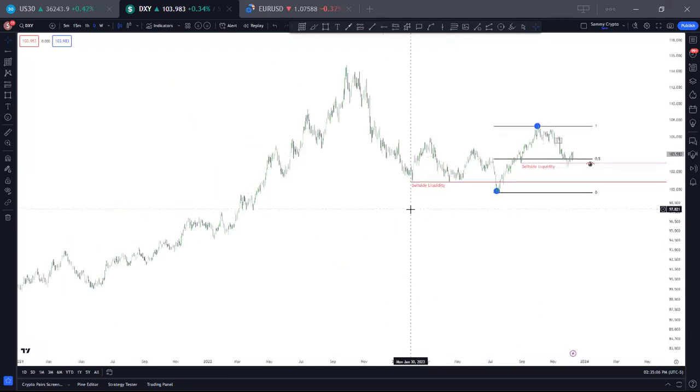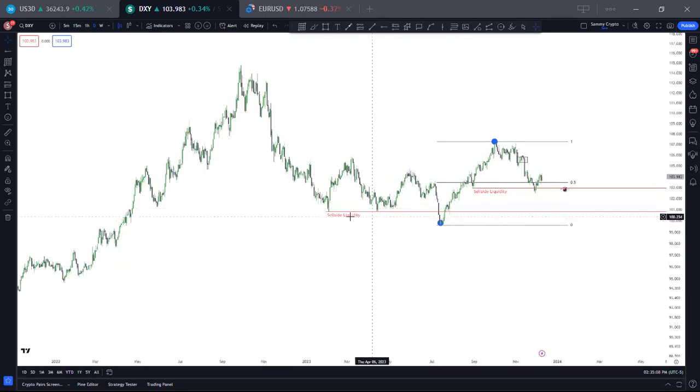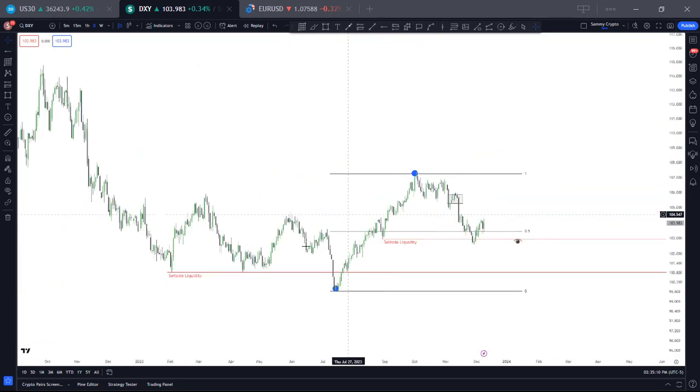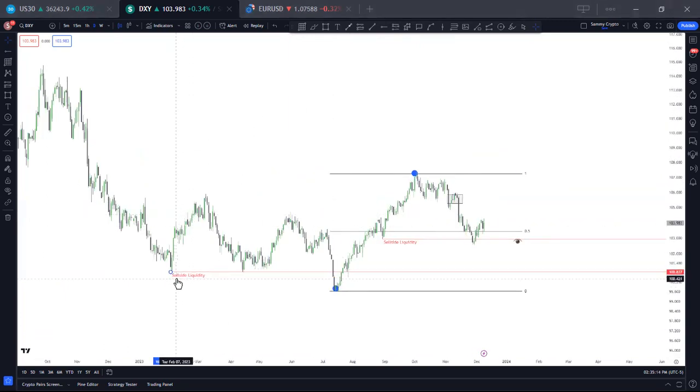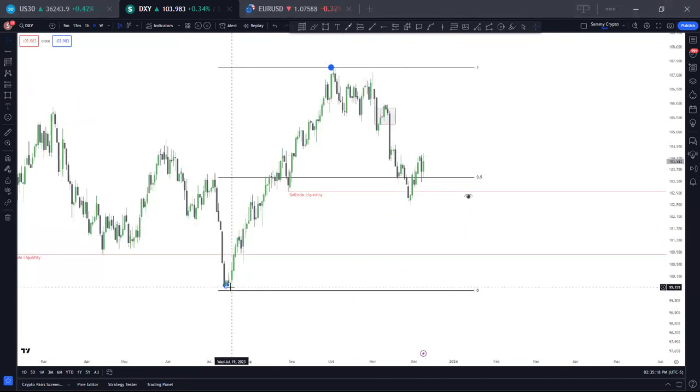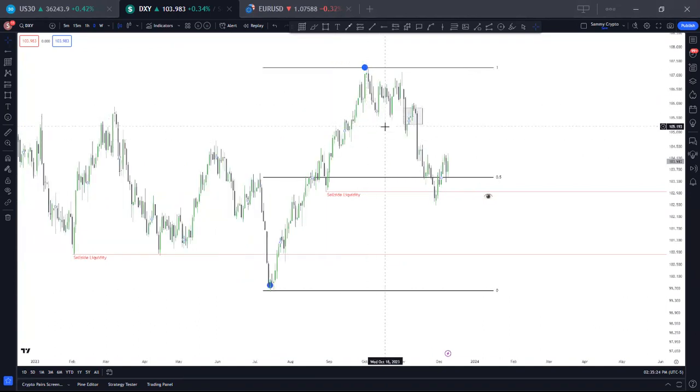So first on dollar index, we have price come to take out these relative equal lows. So you see we have sell side liquidity here. Price came to take out these relative equal lows and started buying. After it started buying, it created a swing low and a swing high, then started retracing. Now this point of retracement is the trigger that tells us price is creating a swing low and a swing high.